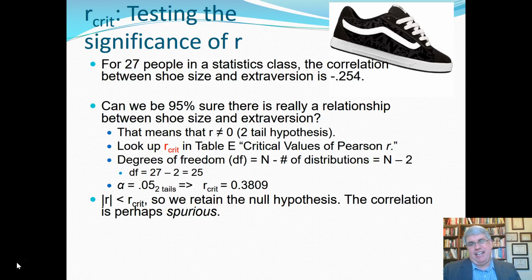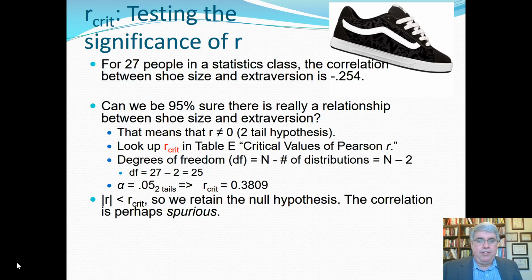Spurious means that it just happened by chance, and if we had a larger sample, if we looked at the whole population, it probably wouldn't exist. So I'm kind of leaning towards that spurious side of things. Now we can formulate this question: can we be 95% sure that there is really a relationship between shoe size and extraversion? It means that the correlation doesn't equal zero.